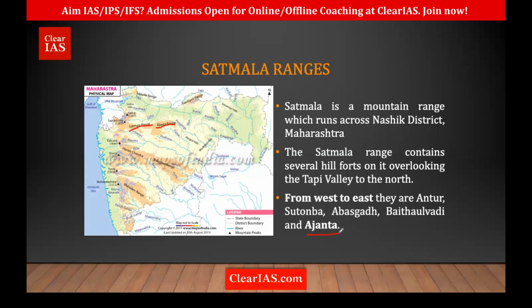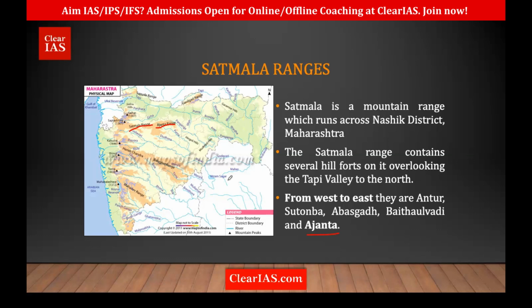Apart from that, another interesting fact is Godavari. The origin of Godavari is here in Satmala ranges, near Nashik. So that is the Satmala range. Just remember, it is below the Tapi. It is not as tall as Satpura. Satpura is the tallest one among the three. Next is Satmala, and then comes Vindhyas. So it is less tall.